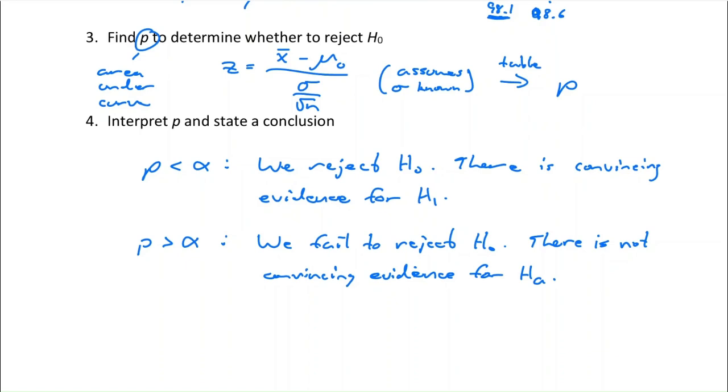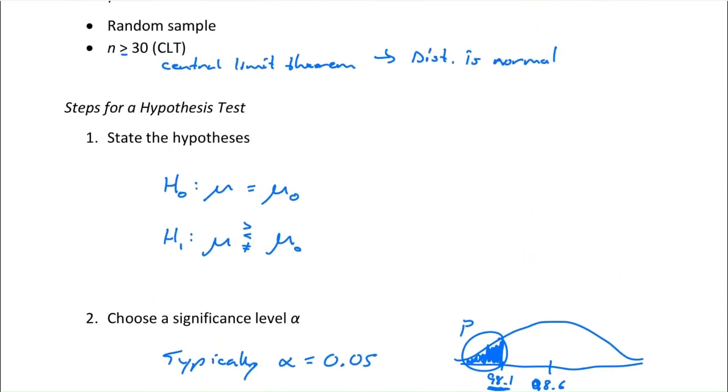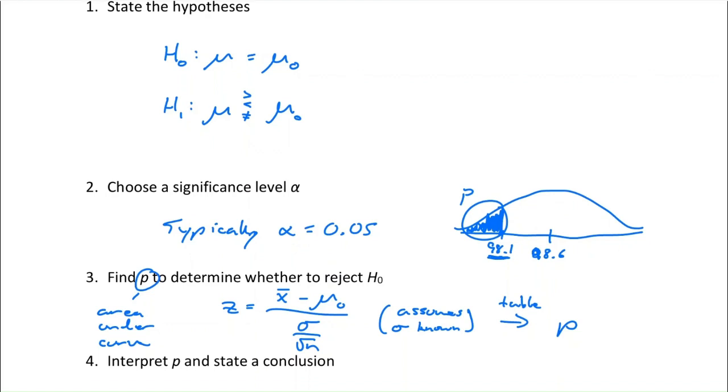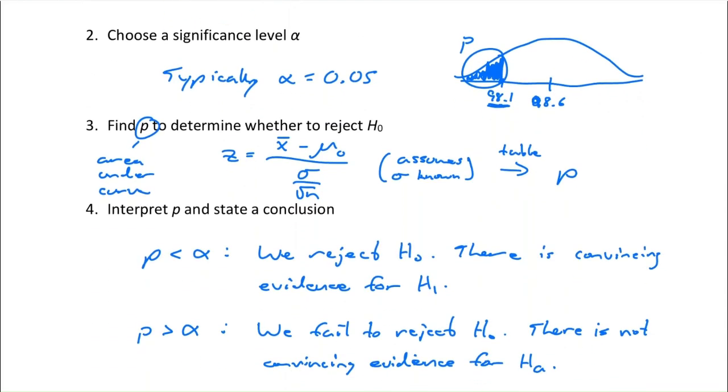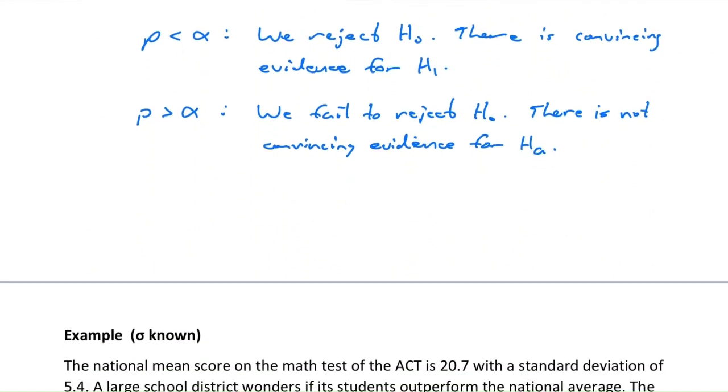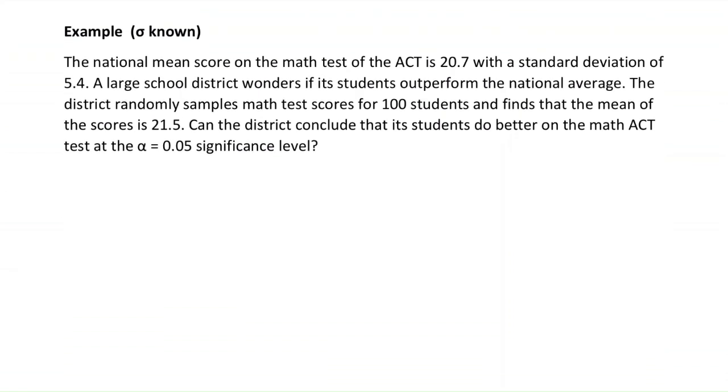You notice I use H1 and HA. I'm very accustomed to both. So sometimes I will use H1, sometimes I will use HA for the alternative. So I apologize for that. But that's the process. So we state the hypotheses, we set our alpha value if it's not already given to us, we find P, the area under the curve, and then we simply interpret the value to determine whether or not we have convincing evidence for or against the alternative. So let's put all of this together now, and let's actually look at an example of how a hypothesis test works.